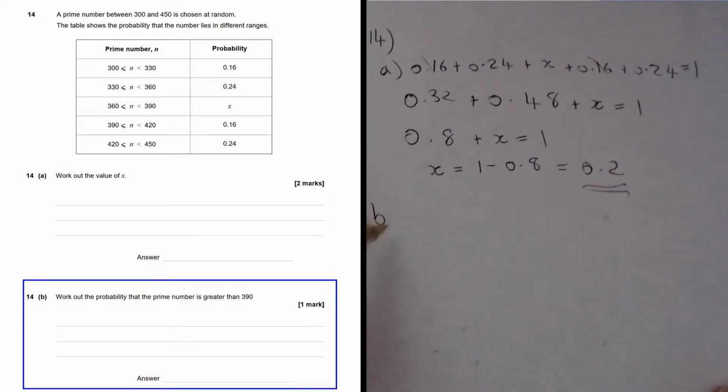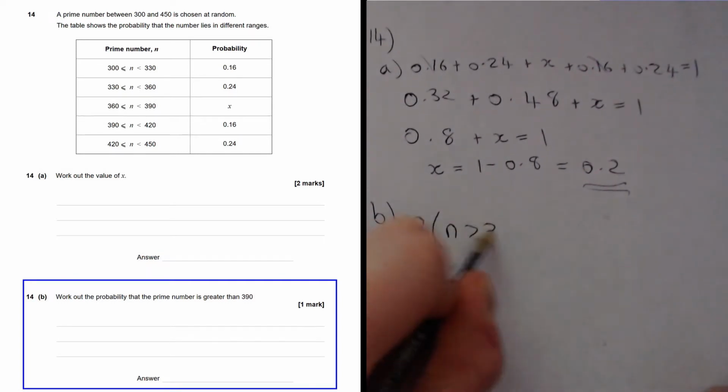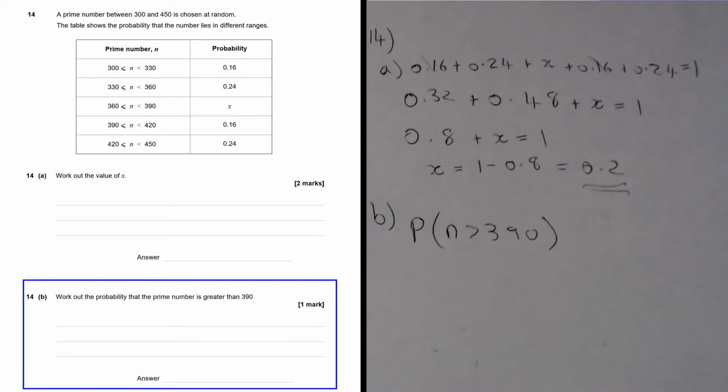In part B, we are asked to work out the probability that the prime number is greater than 390. So we want the probability that n, our prime number, is greater than 390. And this is the notation I tend to use. So I have a P open brackets, so the P means probability, and then the thing in brackets means the thing I would like to know the probability of. So I'm looking for the probability that n is greater than 390.